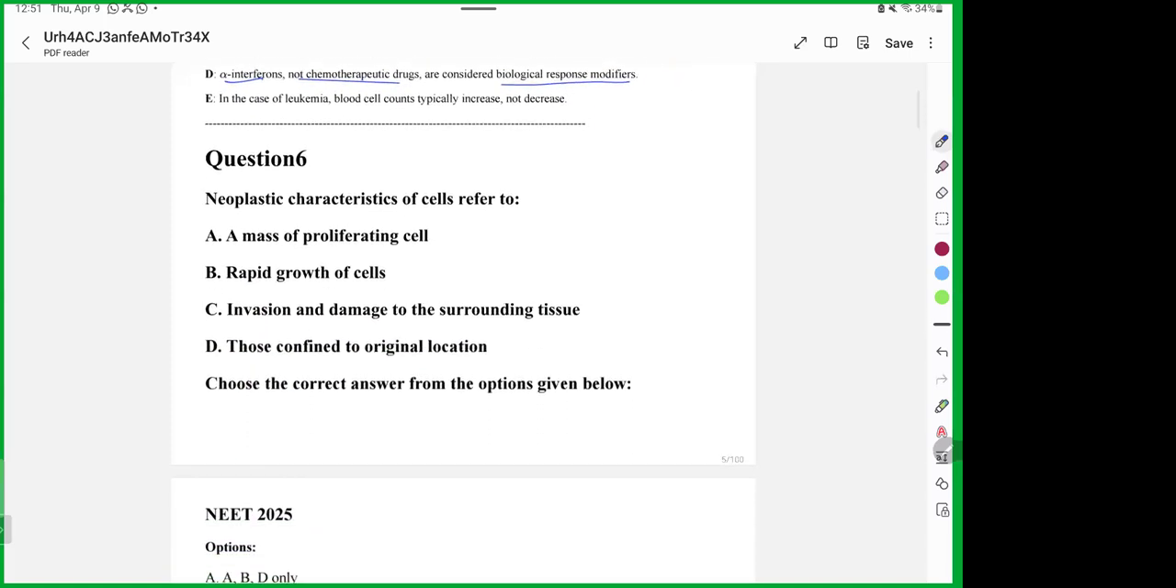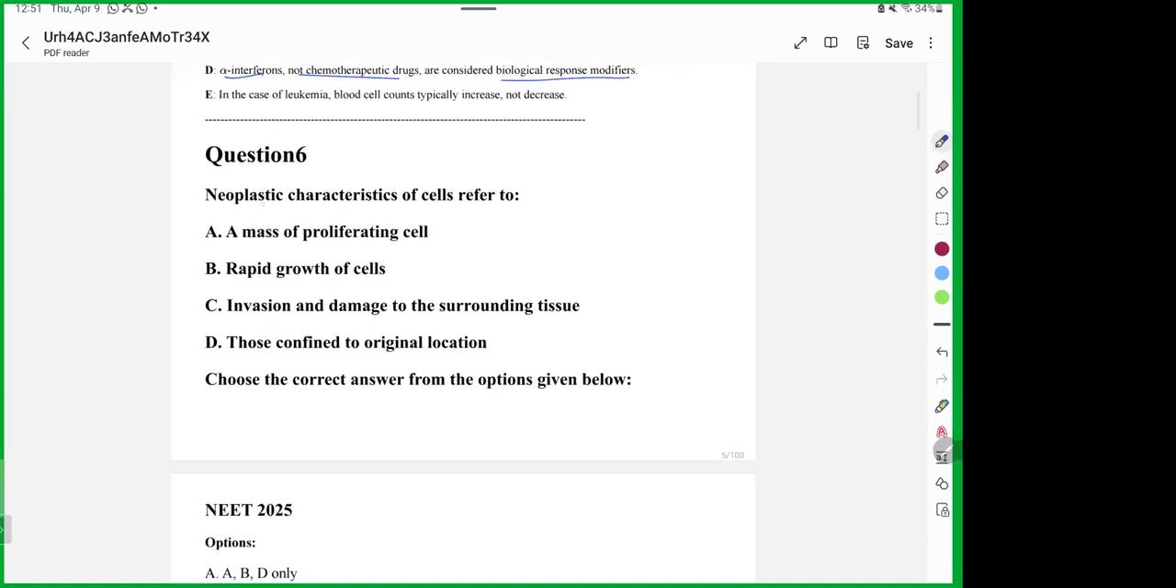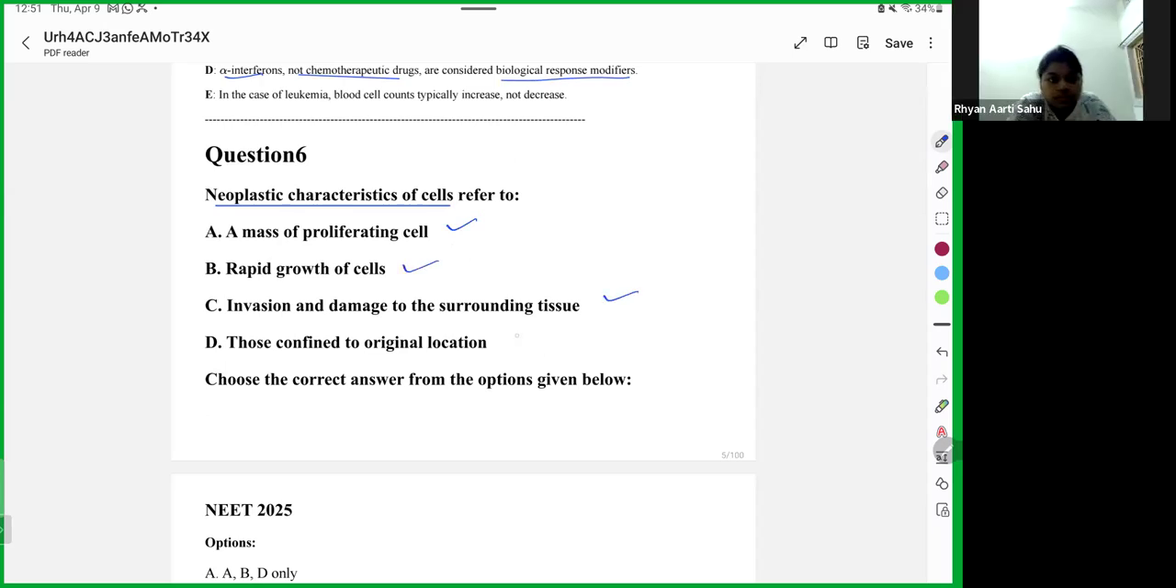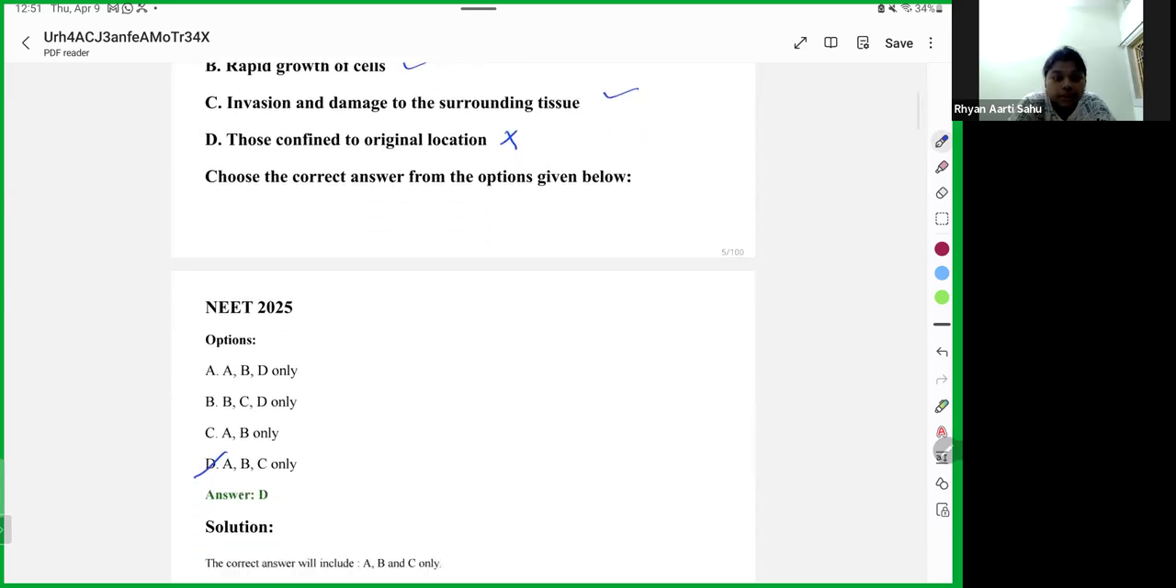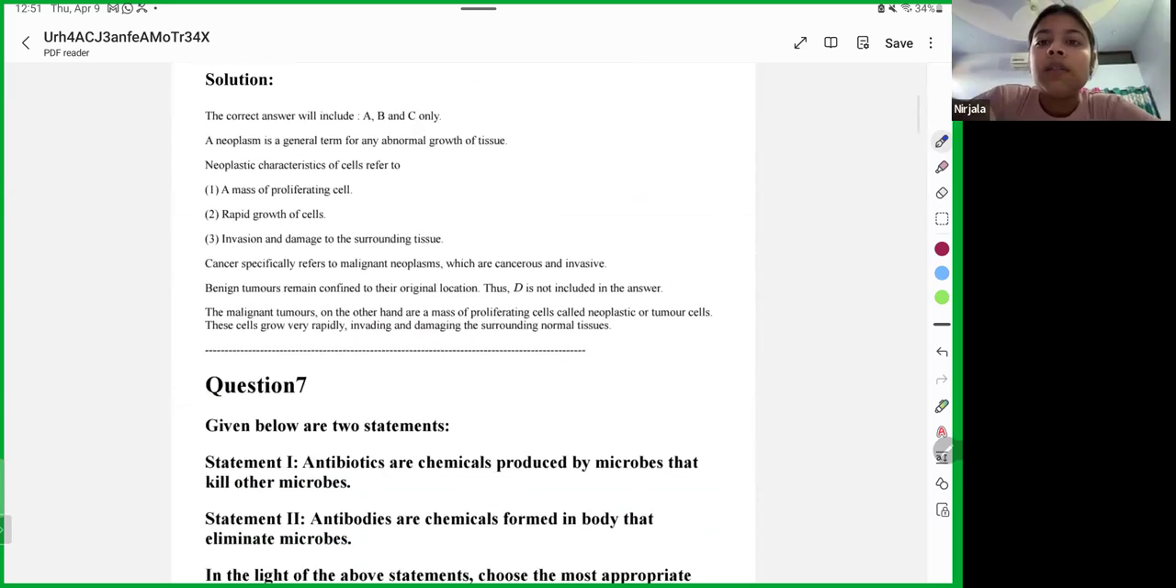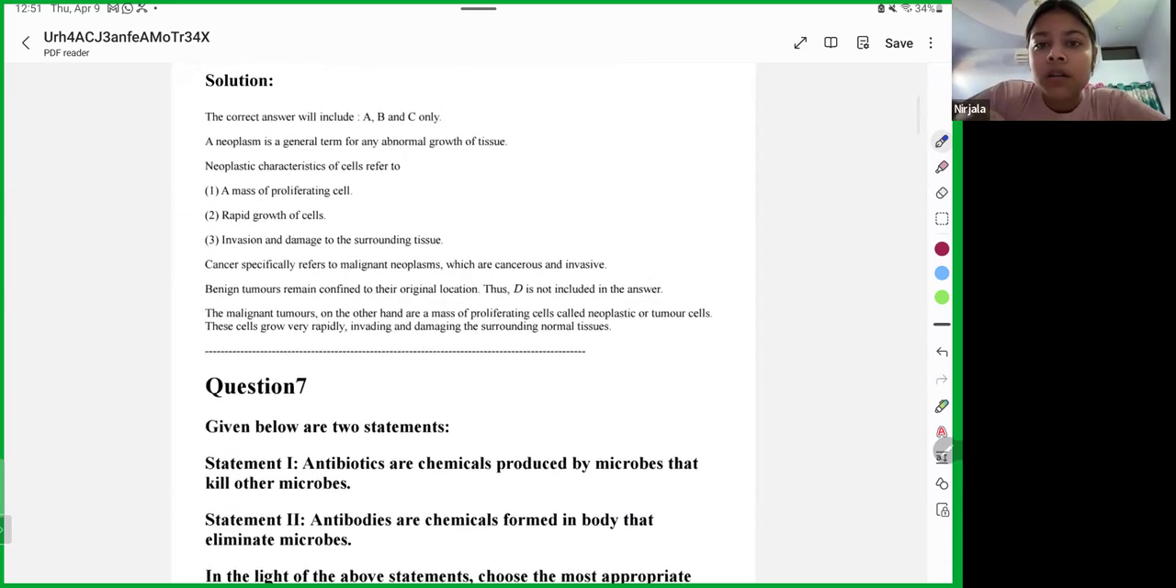Oh my god, I think 6th question. Neoplastic characteristic of this cell. Rayan. Yes sir. D is wrong. Sir, please explain this neoplastic one.